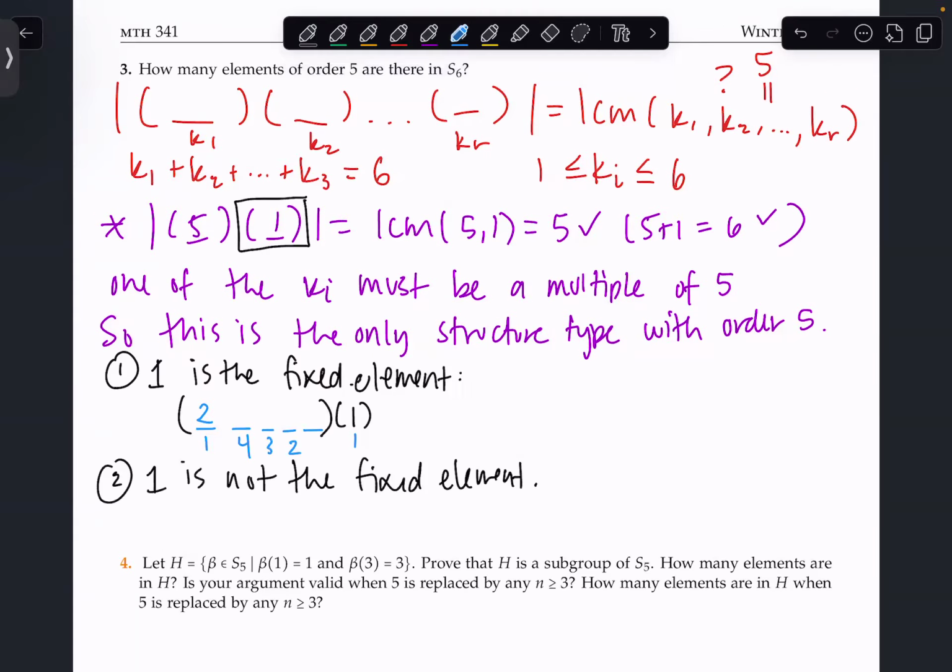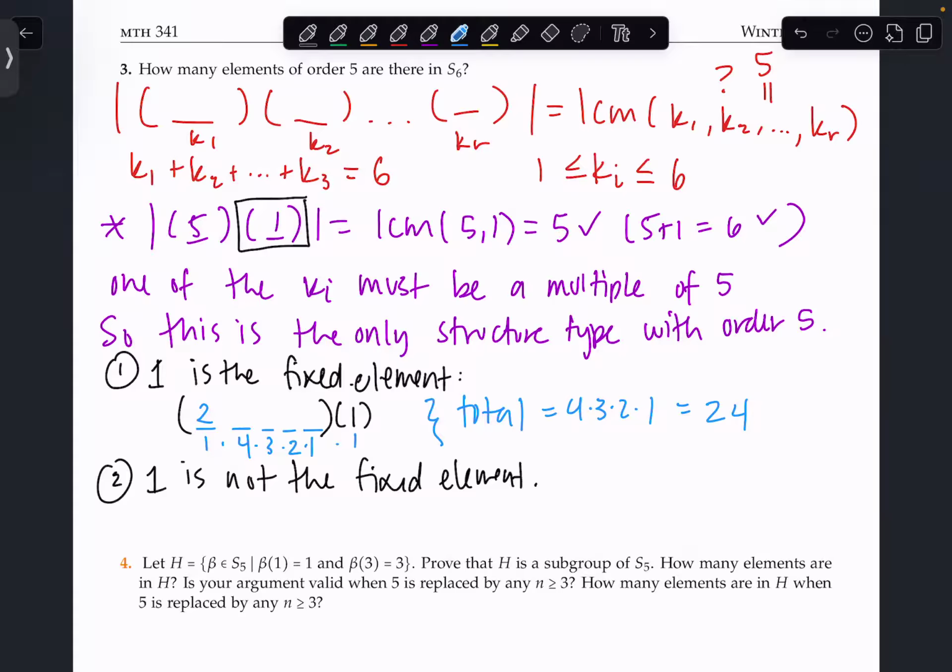Right, then 2, and then once I figure all these out, that last one does not have a choice. So I'm really multiplying all of these choices that I have for all of these positions. And that tells me all of the different ways that one can be fixed with this specific structure type. Right, so total here is 4 times 3 times 2 times 1, or 12 times 2, which is 24. So 24 elements of structure type 5-1, where 1 is the fixed element.